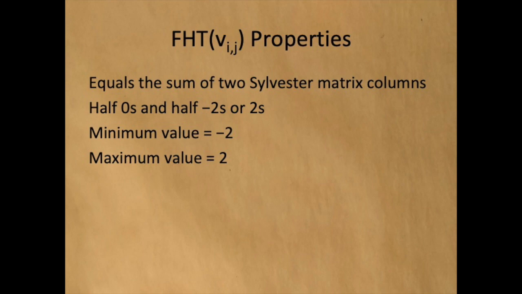Because the columns of a Hadamard matrix are mutually orthogonal, we know that half of the cells in the columns must be the same, and the other half of the cells in the columns must be different. So, half of the values must sum to 0, and the other half must sum to either minus 2 or positive 2. The minimum value is minus 2, and the maximum value is 2.